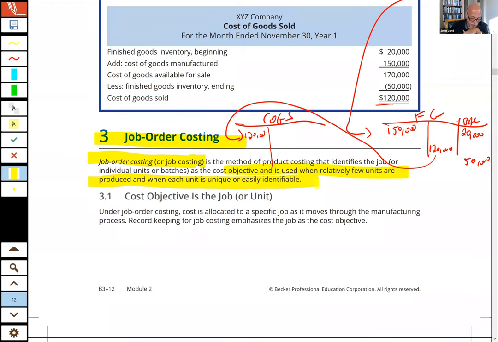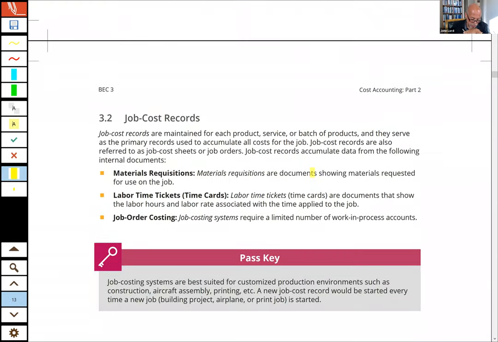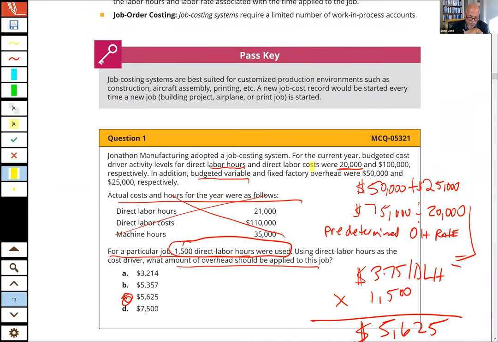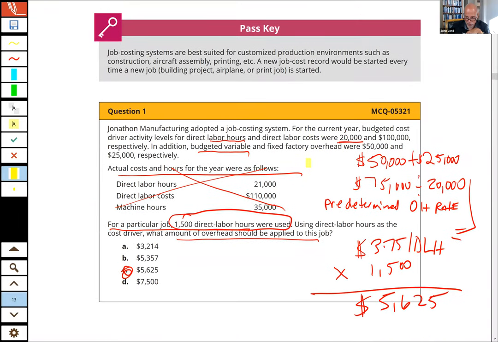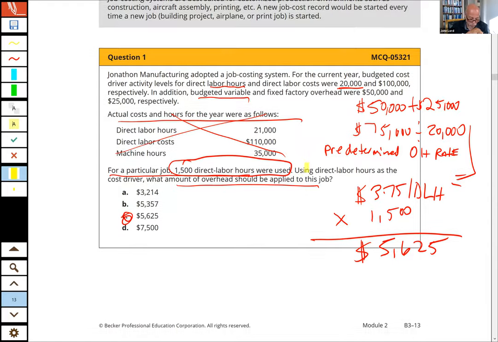Now, we've already talked about how to apply overhead, so I don't see that we need to repeat this question. I think you get that point.